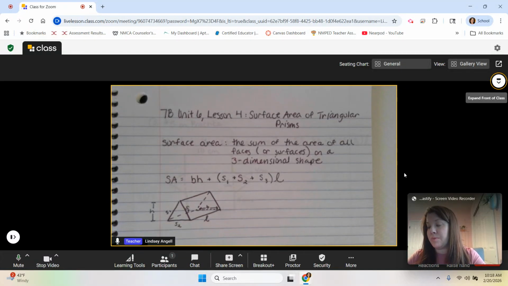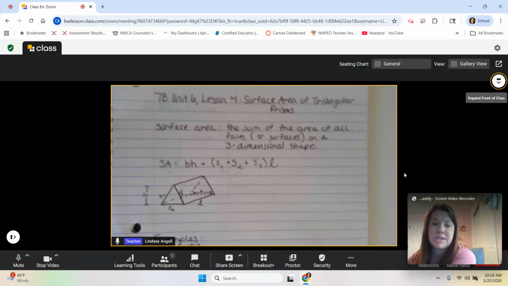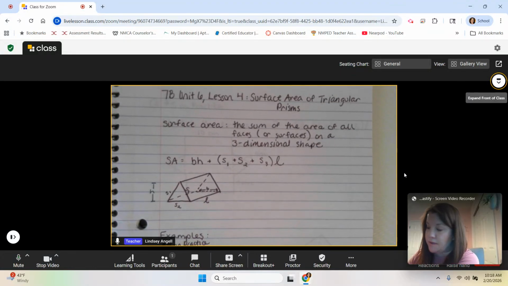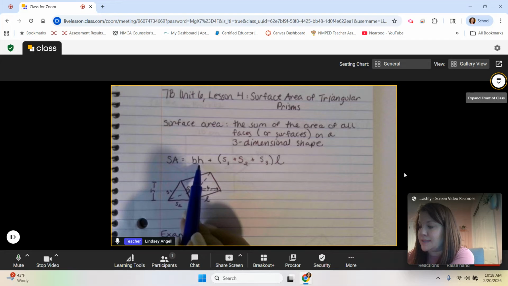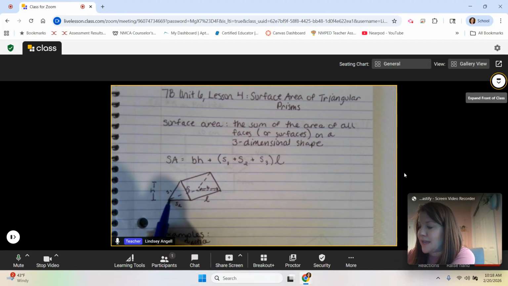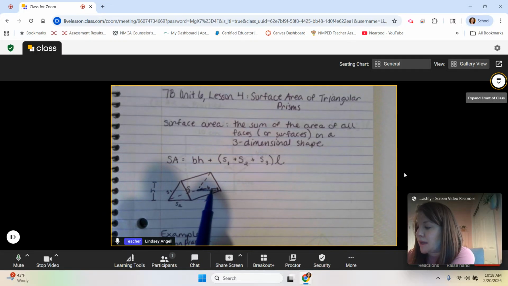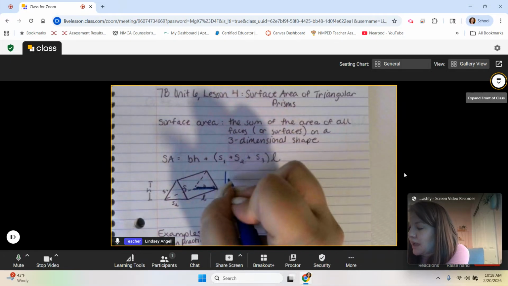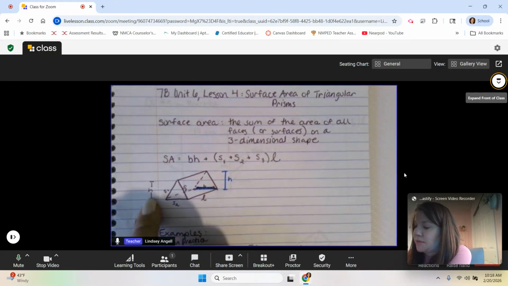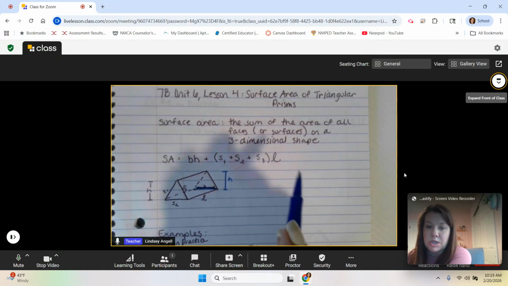For triangular prisms, they're a little different than rectangular prisms in that we can't just use the basic area formula like length times width. But we can label the different parts and understand the different parts of the triangular prism within the formula. First off, we have the base times the height. I'll use this triangle back here. We have the base and then times the height. I know I have it labeled up here, but it would be the same over there. So base times the height.